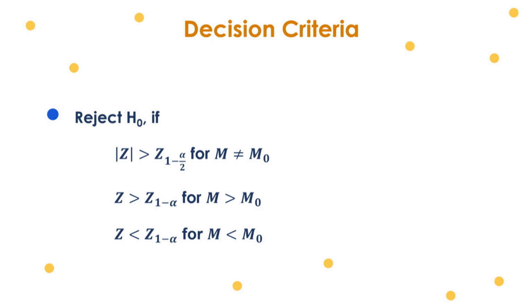Next we can see the decision criteria based upon this large sample approximation. Before, what we saw was for the small sample; this is for the large sample. Again we have three conditions: z greater than z of 1 minus alpha by 2, for the two-tailed case where m is not equal to m naught; second, z greater than z of 1 minus alpha, for which m will be greater than m naught; and third, z less than z of 1 minus alpha, for which the median will be less than m naught.